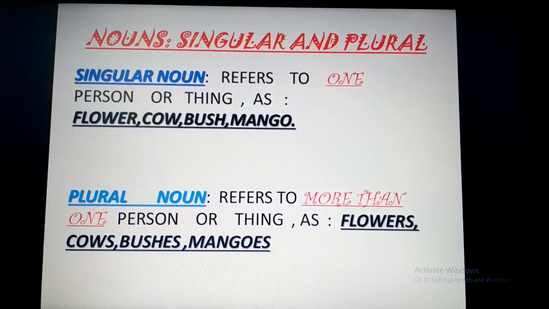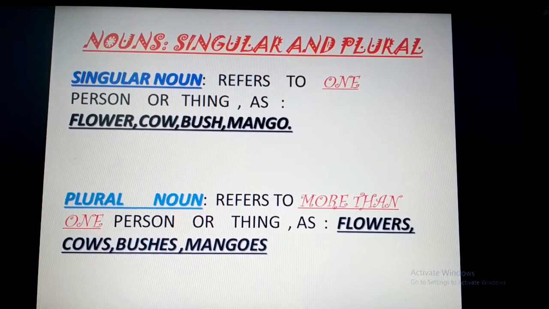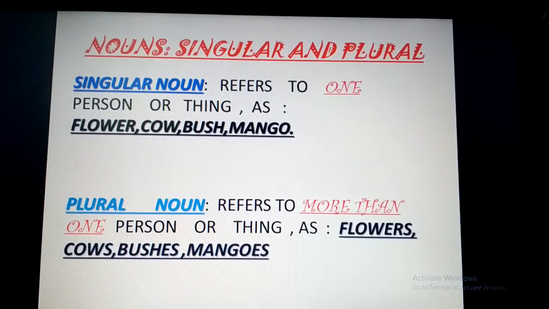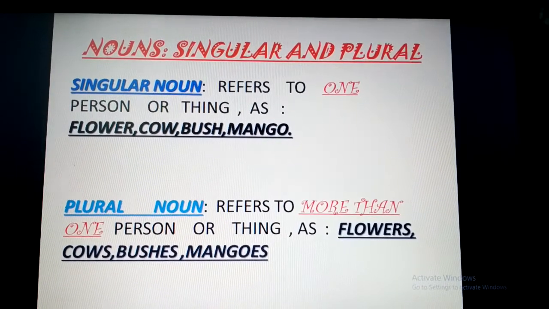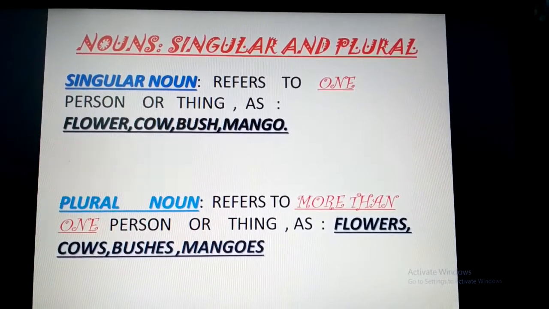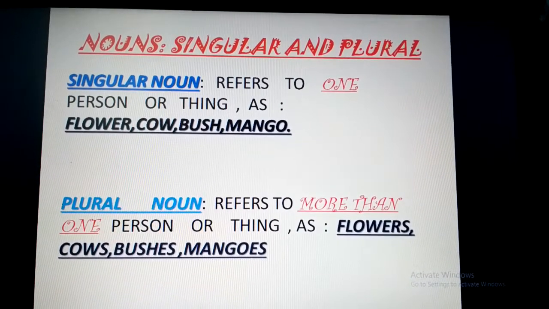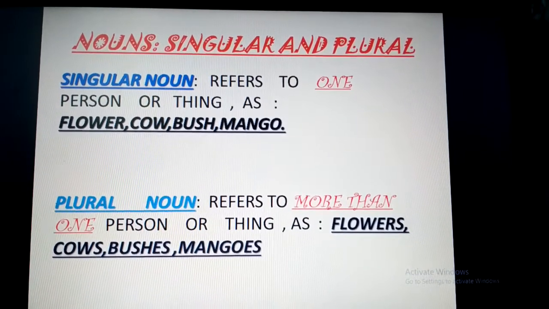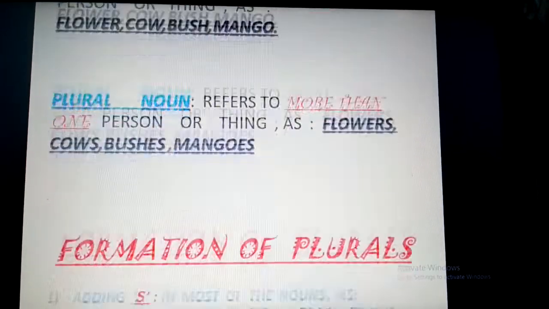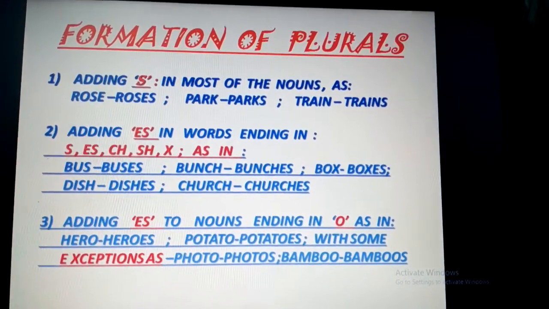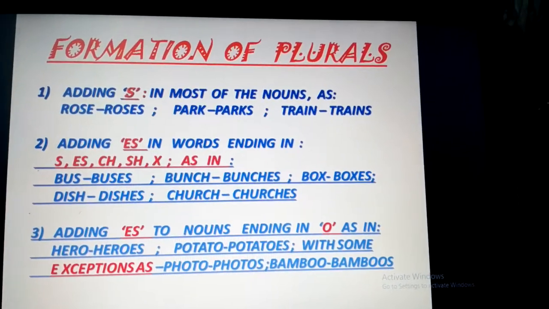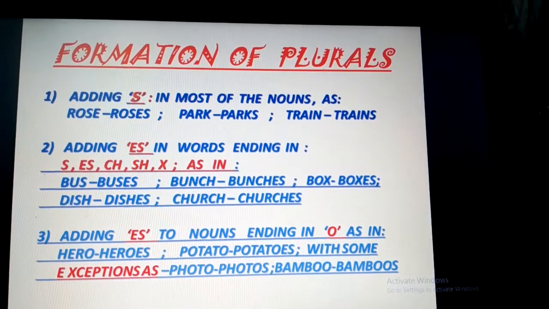We have a few examples of singular nouns: a flower, a cow, a bush, a mango. Plural nouns, the same ones, can be written as flowers, cows, bushes, and mangoes. There are a few rules on how to form the plurals of the naming words.